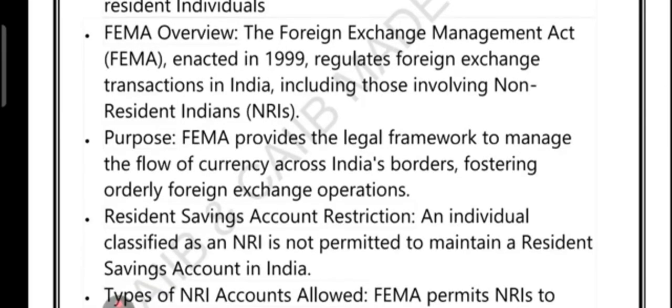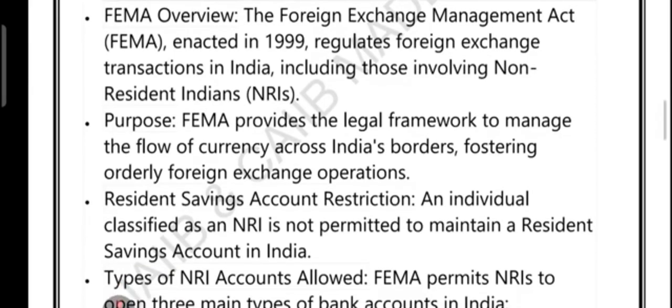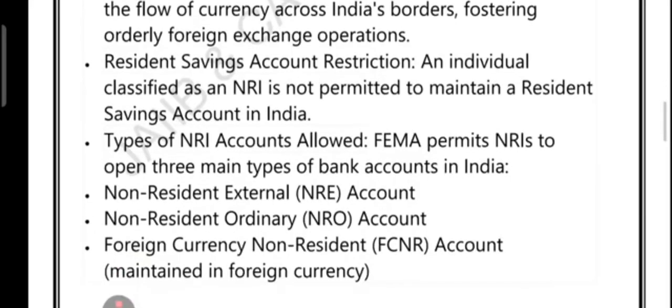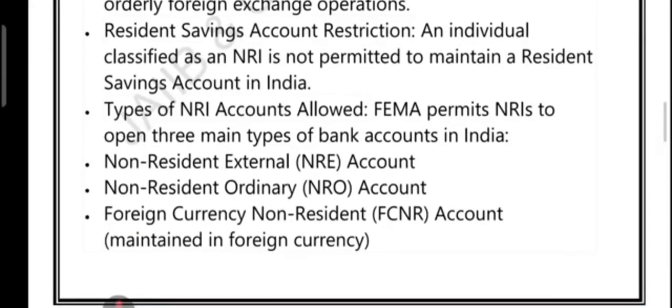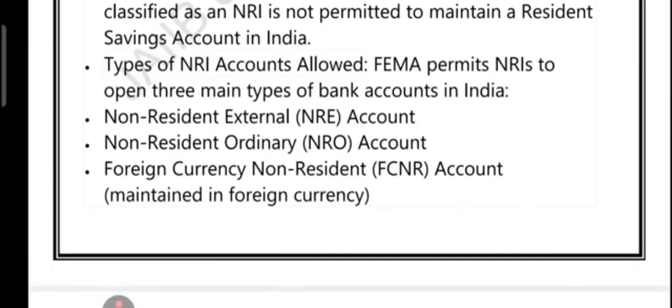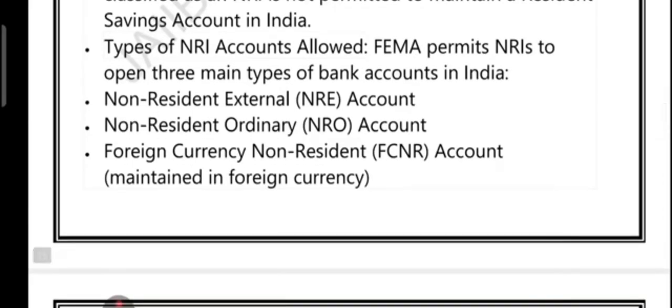If you become an NRI, you can't keep your regular resident savings account in India. Instead, you can choose from 3 different special accounts: NRE account, NRO account, FCNR account. NRE stands for Non-Resident External, NRO stands for Non-Resident Ordinary, FCNR stands for Foreign Currency Non-Resident account, right? So an NRI can open any of these with an authorized bank in India. You can send in as much foreign currency as you want, no limit.